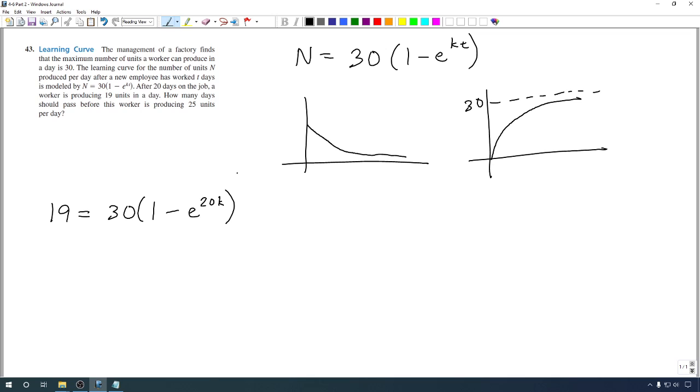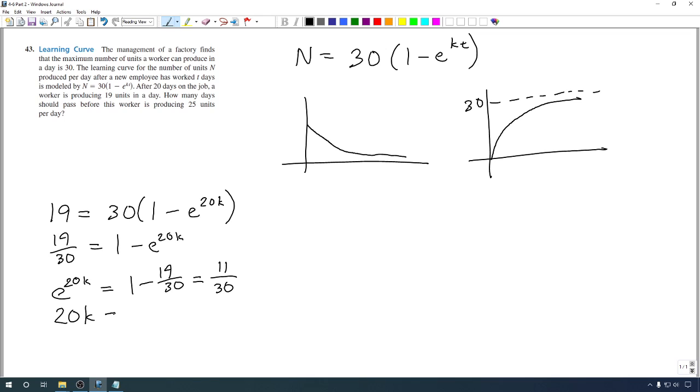We need to solve this exponential equation. Of course, the very first step is to solve for the exponential itself. Solve for the e to the 20 times k. Go ahead and divide by 30. Go ahead and essentially swap the e to the 20k and the 19/30ths. Of course, 1 minus 19 over 30. Go ahead and make 30 minus 19 on the top to give us 11/30ths.